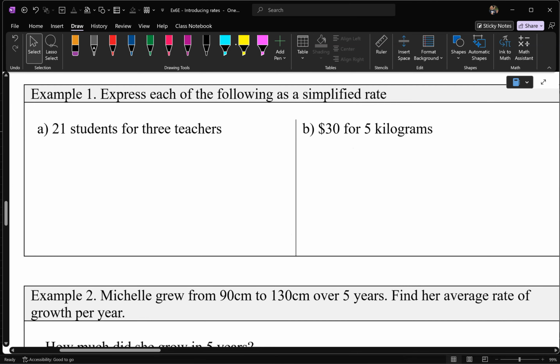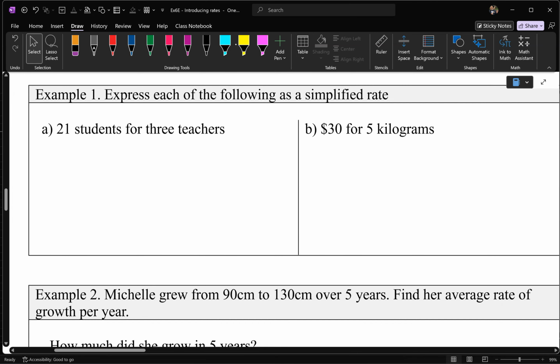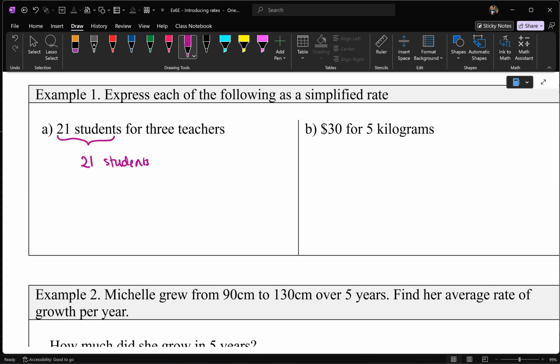So they want you to express the following as a simplified rate. So here's my rate. There's going to be two quantities here. This is number of students. So for every 21 students, that has 3 teachers. So if I were to simplify this then, this would mean what number fits nicely for 3 teachers or per teacher. I want to know per teacher. So for every one teacher, so per one teacher, okay, how many students would there be?